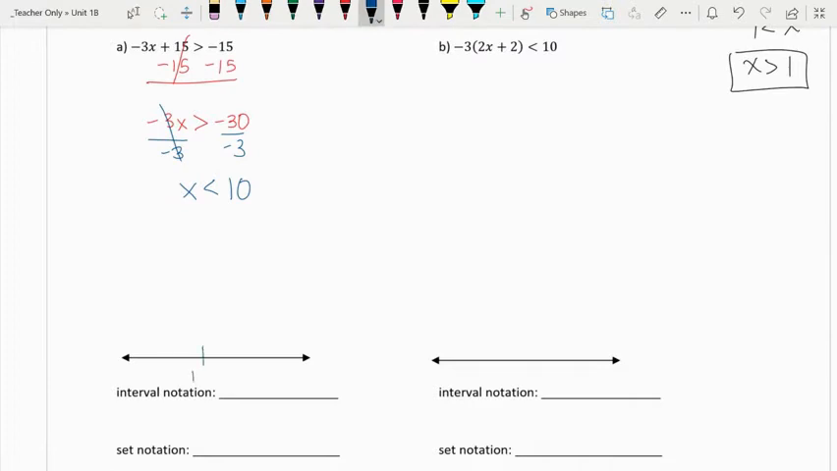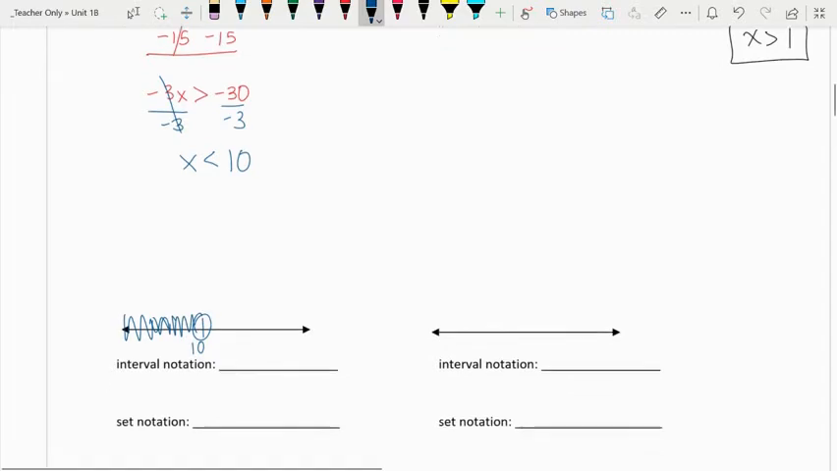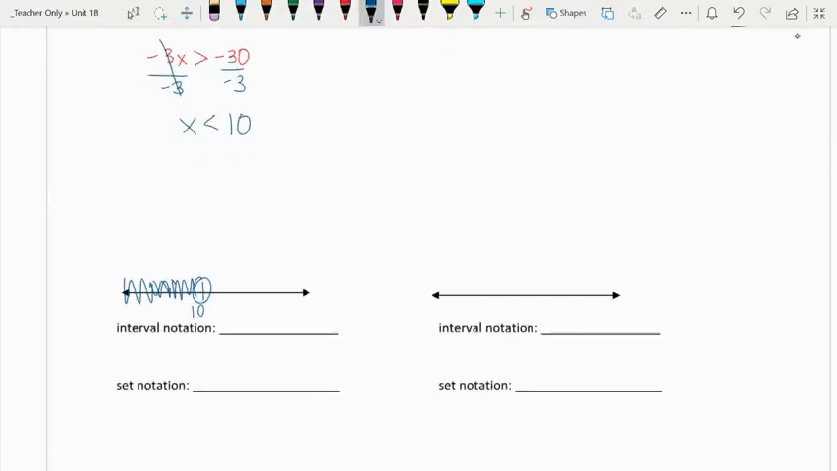So we put 10 on our number line. Open circle because it is not equal to. And less than is to the left. So interval notation, all the way to the left is negative infinity. And then to the right, our farthest one is 10, and it's a parenthesis because it is an open circle. Set notation is x such that x is less than 10.